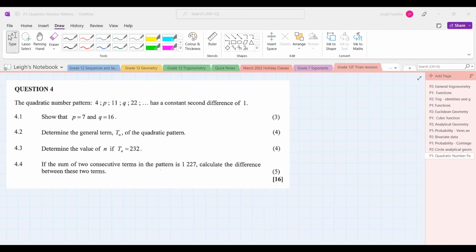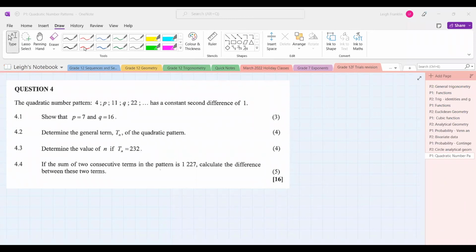What we're not allowed to do with this question, or with any show that or prove questions, is use the information they gave us and verify that it's true. A lot of matrics and grade 11s make this mistake. You cannot use the 7 and you cannot use the 16. We have to work out that P is 7 and Q is 16 and pretend we didn't know those were the values.